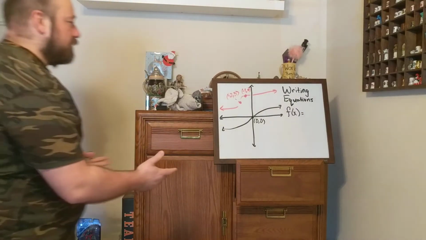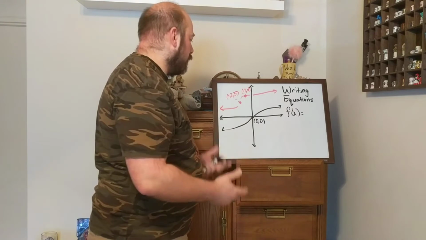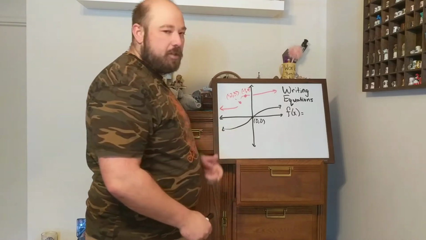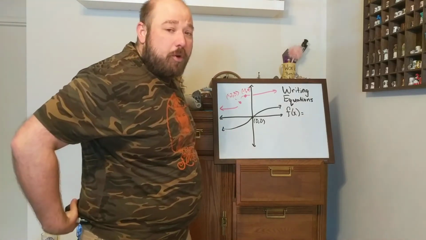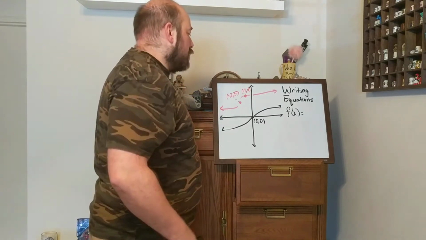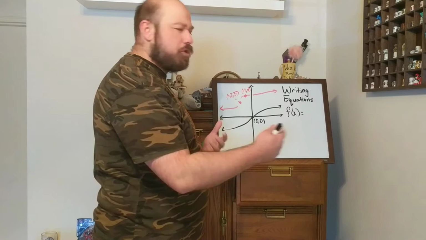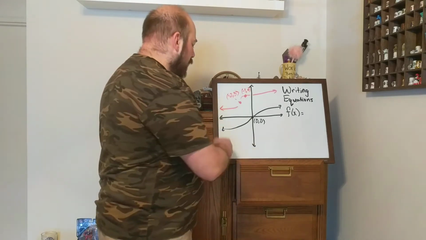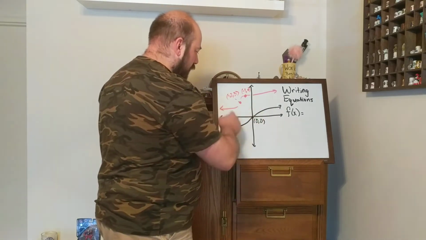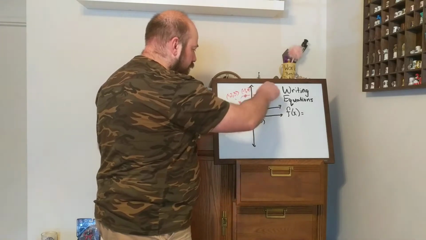All right, folks, what we're going to be doing today is writing equations of transformed functions. Specifically today, we're dealing with transforming radical functions. So if we look using Desmos.com at a couple different things, and you could use a graphing calculator if you want, this is our original function. This is the shape we're given.